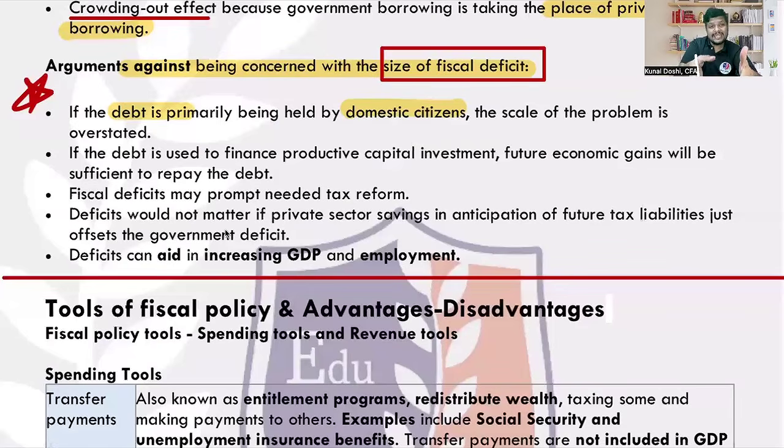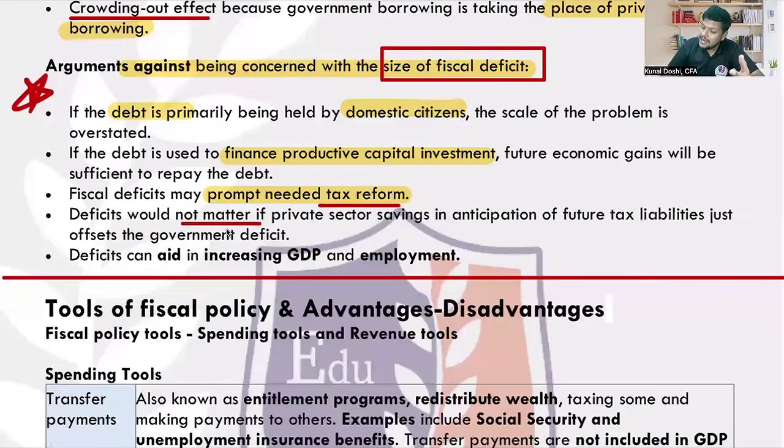Also, if this fiscal deficit is rather used for some productive use like building capacity or infrastructure, then it is not a problem because it will generate revenue to repay the debt in the future. For example, I've borrowed a lot of money to create roads and bridges and all. That's not a problem, right? In the long run, you will get gains to repay. Third, a deficit may prompt needed tax reform, means it will make the economy more efficient in terms of taxes.